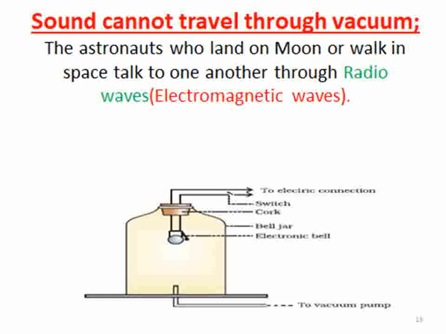If the vacuum pump is used to suck out the air, that is, vacuum is created inside the glass jar, and again the electric bell is switched on, then sound is not audible outside. This proves that sound waves cannot travel in vacuum. Sound requires a material medium, that is air, for its propagation or traveling.